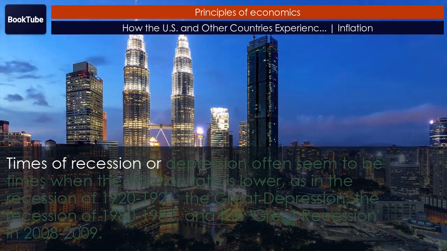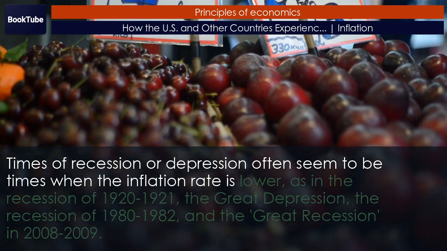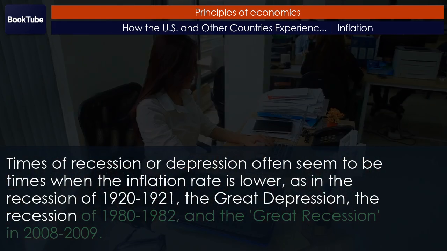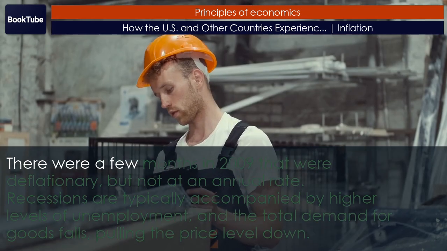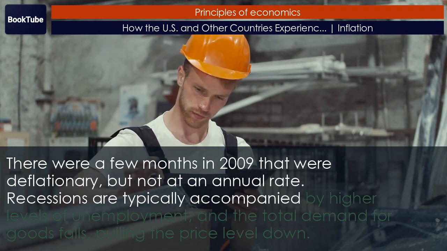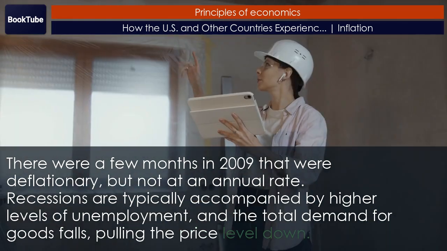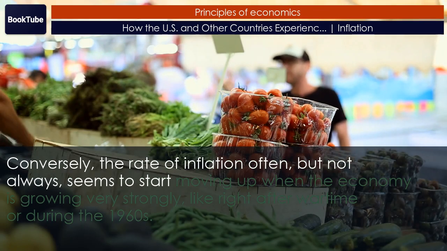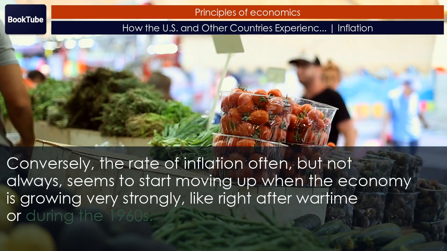Times of recession or depression often seem to be times when the inflation rate is lower. As in the recession of 1920-1921, the Great Depression, the recession of 1980 to 1982, and the Great Recession in 2008-2009. There were a few months in 2009 that were deflationary, but not at an annual rate. Recessions are typically accompanied by higher levels of unemployment, and the total demand for goods falls, pulling the price level down. Conversely, the rate of inflation often, but not always, seems to start moving up when the economy is growing very strongly, like right after wartime or during the 1960s.